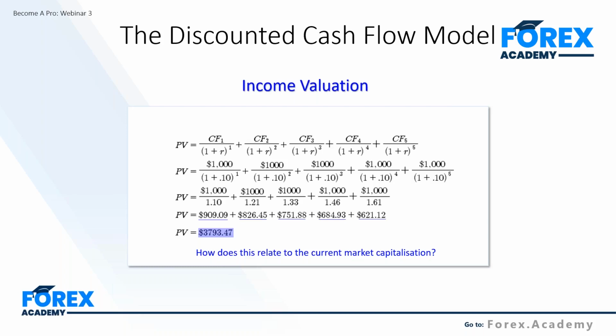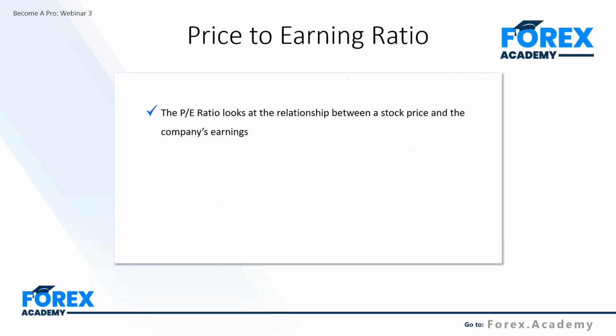from one particular company or asset over a period of time, given that they are, of course, going to try and expand and outsource potential profit. So again, the question is, how does this relate to the current market capitalization of that company? Well, then we have the price to earnings ratio. The PE ratio looks at the relationship between the stock price and the company's earnings. It is a valuation ratio of a company's current share price to its per share earnings.